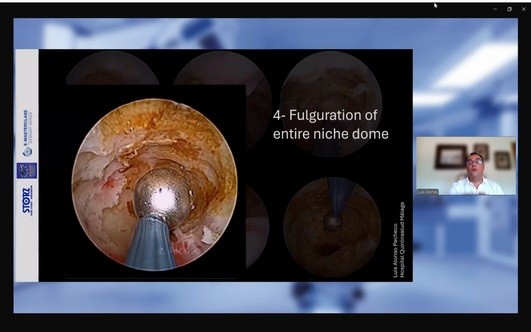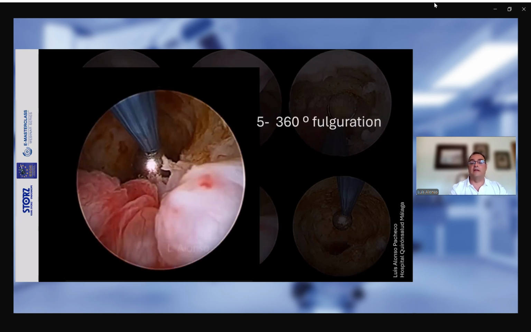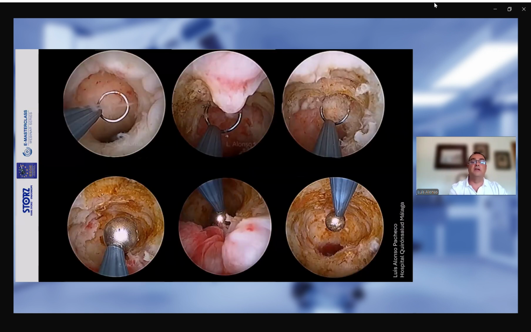Then we have to fulgurate the entire niche dome, because there is some inflammatory tissue that, as I told you before, can be related to that in situ production. And finally, as Paolo Casadillo said, the 360 degrees fulguration in order to treat all the inflammatory mucosa located near the defect. So one more time, here you have the pictures of those 5 steps.